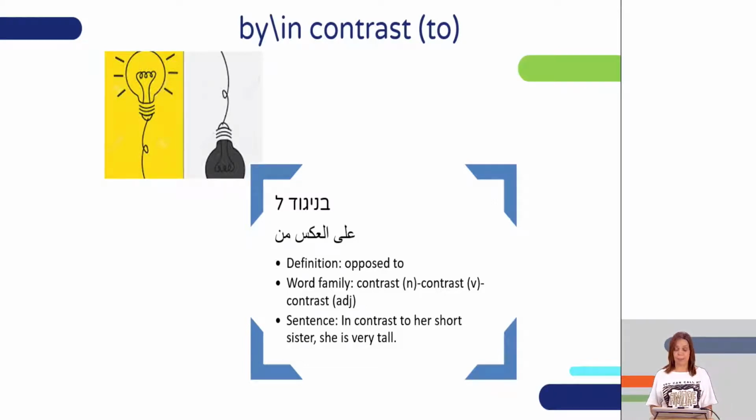Are you ready for an example? Here the example says, in contrast to her short sister, she is tall. So here we have someone who is tall and someone who is short. So in contrast to her short sister, she is very tall. Ready for a new word?